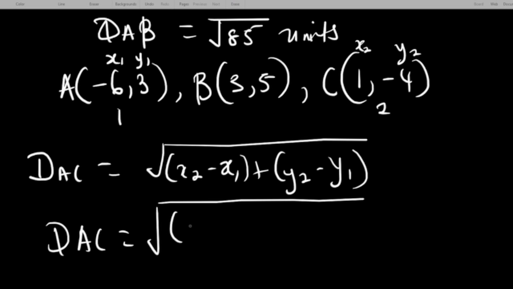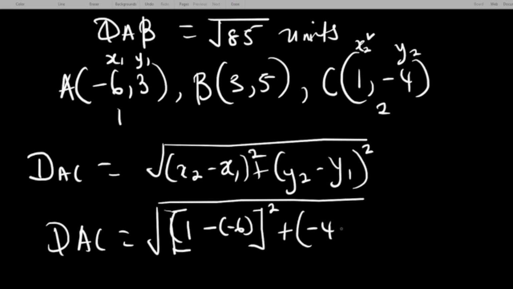Our x sub 2 is 1 rather, not negative 4. See, that's the reason why it's very important to always list them this way so that you don't make any mistake. So this is our x2, okay? Our x2 is 1, and then minus our x1 is negative 6, so this is 1 minus negative 6, then squared. Then plus, here we have our y2. Our y2 is negative 4 minus our y1 is 3, so this is negative 4 minus 3, all squared.